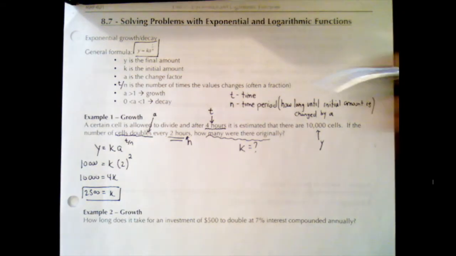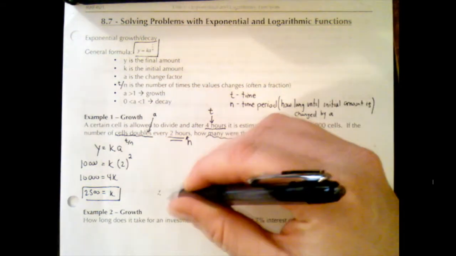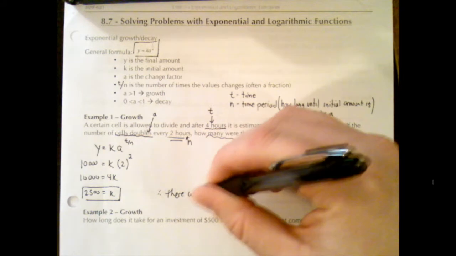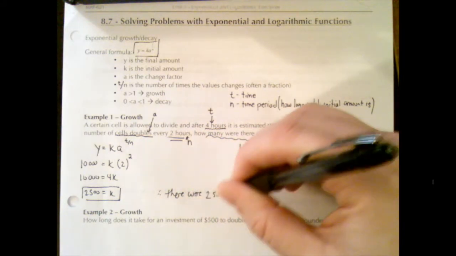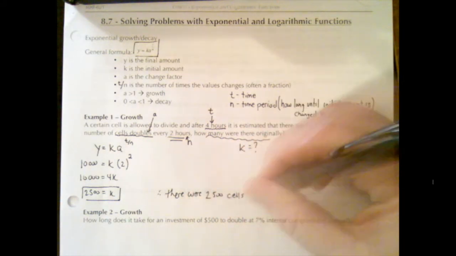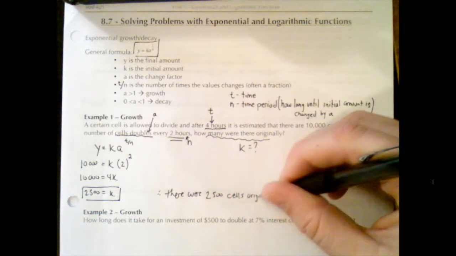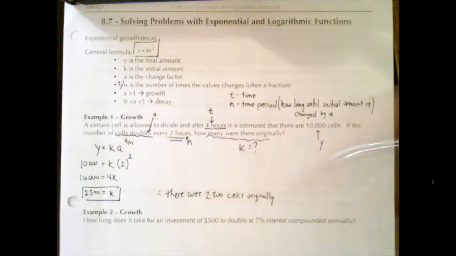So we can write a nice therefore statement. Therefore, there were 2,500 cells originally. Perfect.